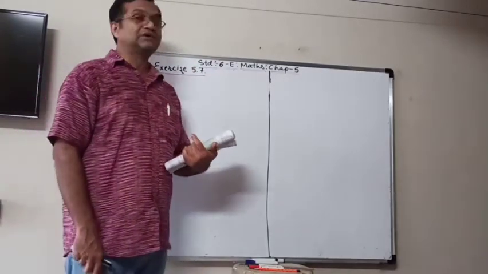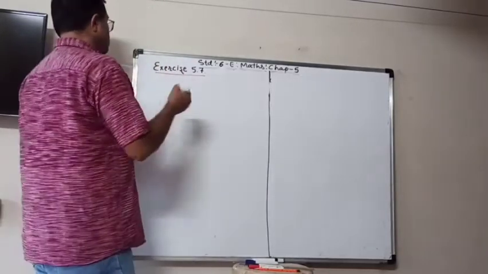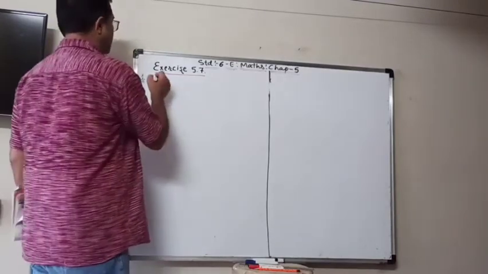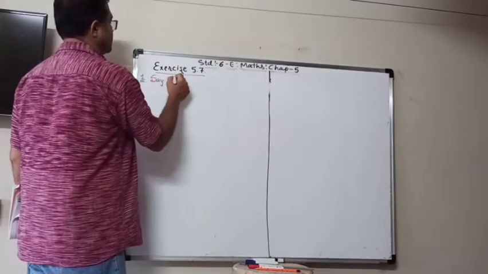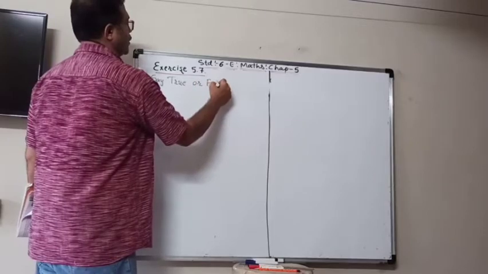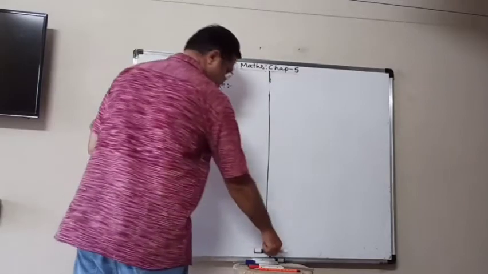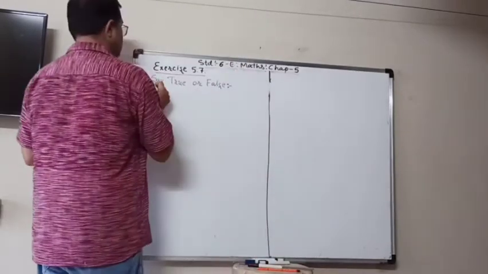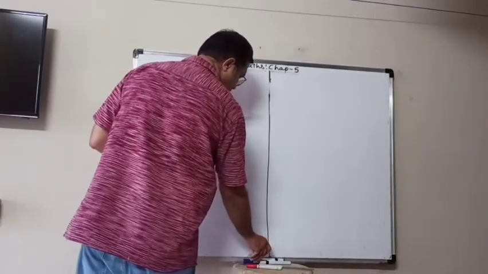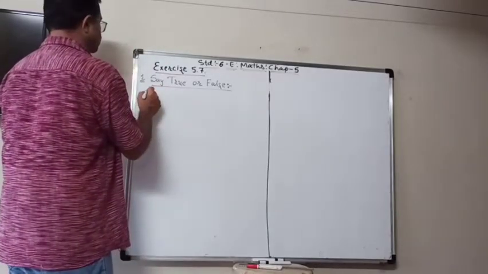Now we are going to start the exercise 5.7. Question 1 is say true or false. So now let's take one sentence at a time and discuss, and we will write down the answers.